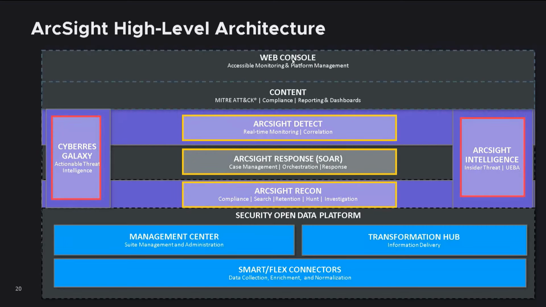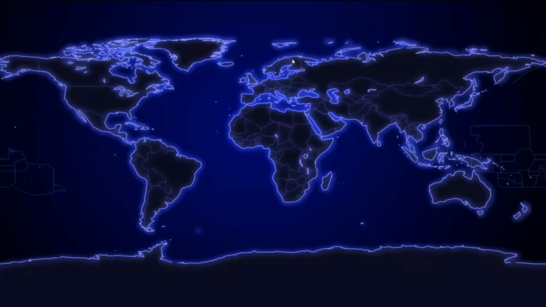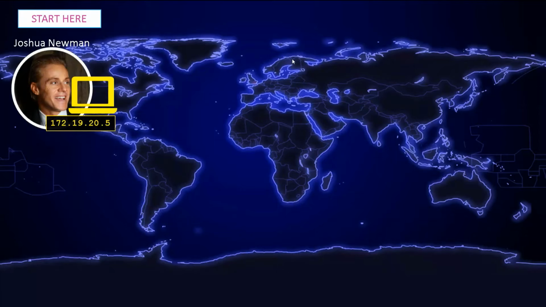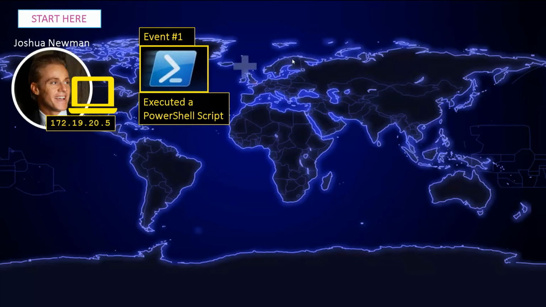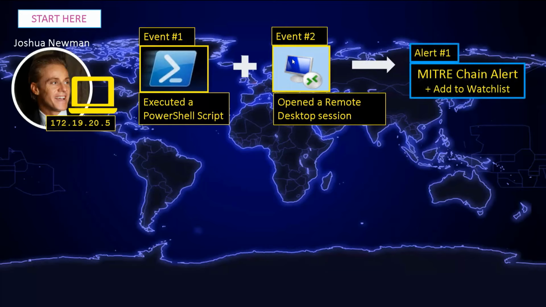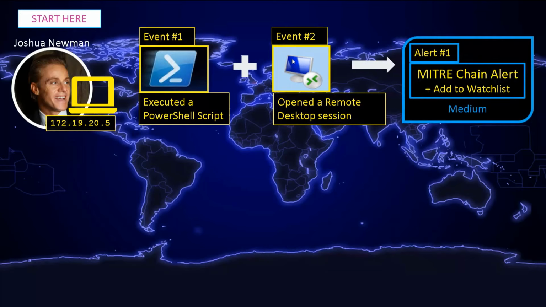In this high-level ArcSight architecture diagram, you can see that the red boxed components provide advanced detection to ensure full coverage of the threat spectrum, no matter how low and slow adversaries may be moving within the environment. We'll prove this with an example, walking you through the life of a SOC analyst who finds this inside threat within the environment. A gentleman named Joshua Newman, using his PC, happens to execute a PowerShell script, followed by a remote desktop session being opened.